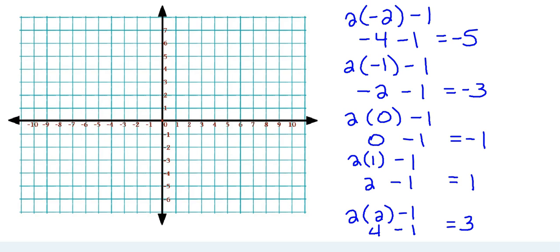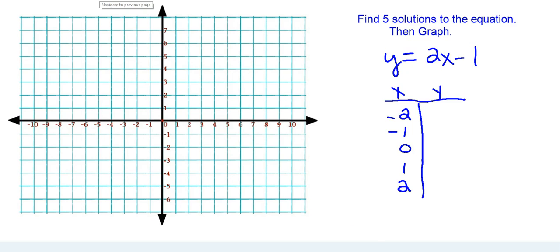So let's go back to our t-chart. Where we had x is equal to -2, our y was -5. Where we had x is equal to -1, our y was -3. When our x was 0, our y was -1. When our x was 1, our y was 1. When our x was 2, our y was 3. So now we have 5 points.